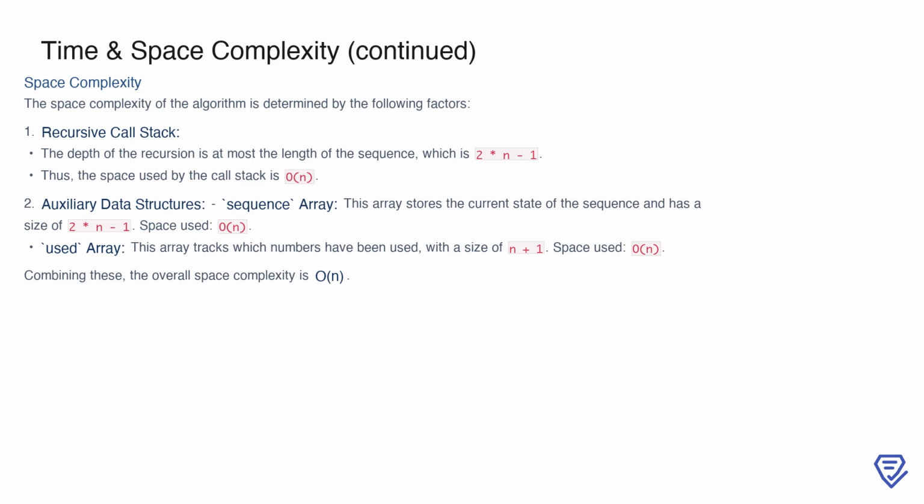The second is the used array, which tracks which numbers have already been placed in the sequence. This array has a size of n + 1, which is also O(n). When we combine the space required for the call stack and these auxiliary arrays, the overall space complexity of the algorithm is O(n).